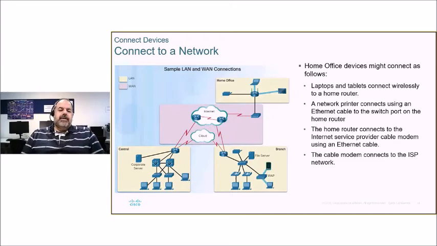Okay, so how do we connect to a network? Basically, your home office's devices might connect as follows. Laptops and tablets may connect wirelessly to the home router. A network printer connects, maybe using an Ethernet cable, to a switch port. The home router connects to the internet service provider by a cable modem or DSL or whatever it might be. And of course, a cable modem connects to the ISP network.